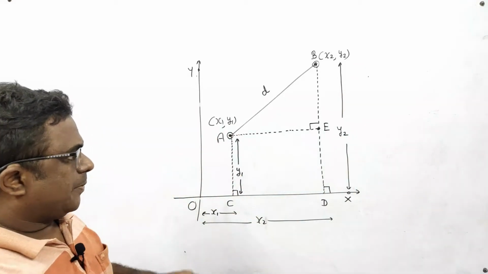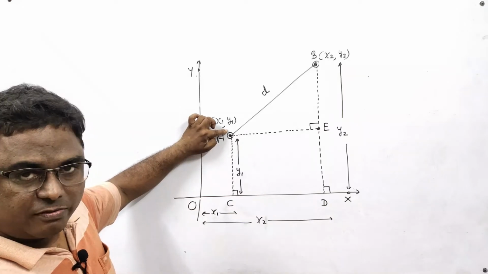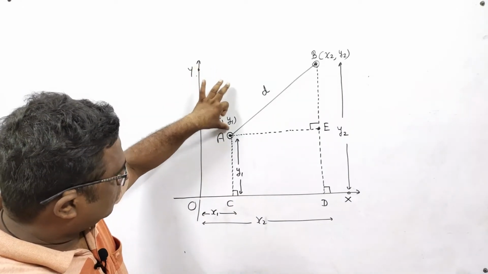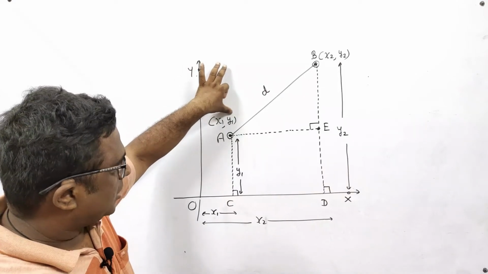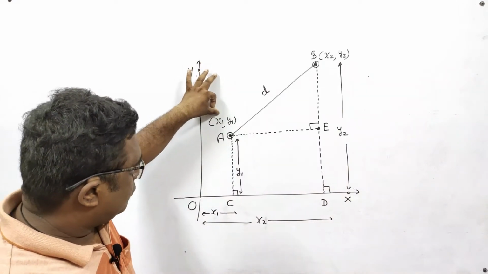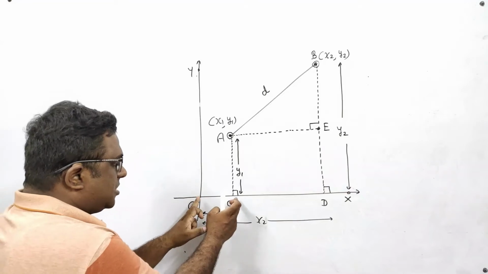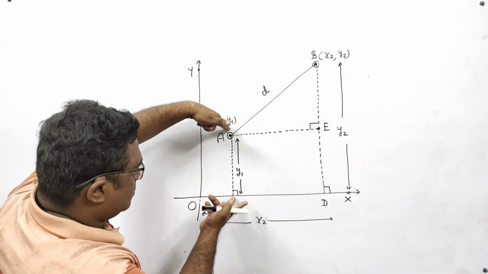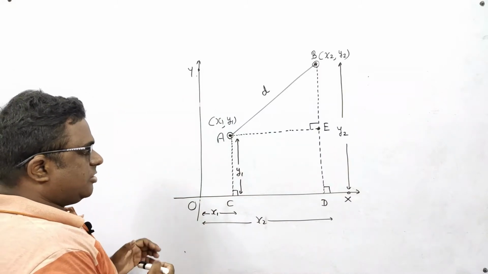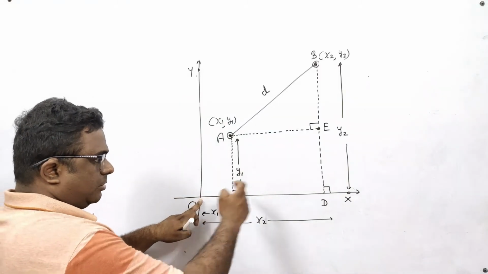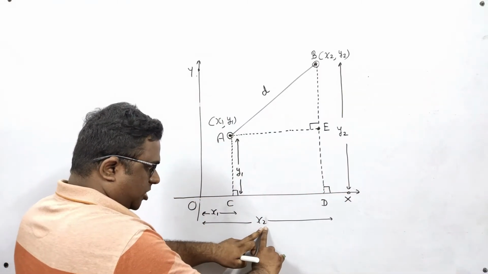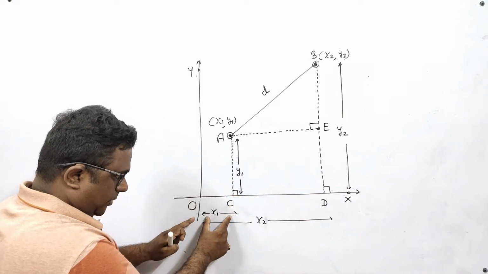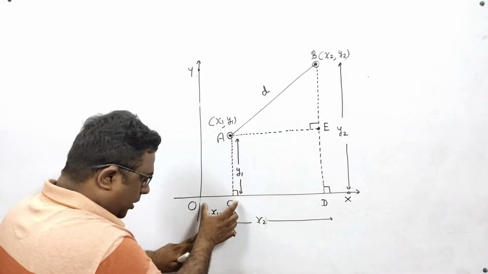Let me repeat it once again. This point is x1, y1. So the abscissa of this point is x1 and the ordinate of this point is y1. This x1 tells us that this distance must be x1 and this y1 tells us that this distance must be y1. Now you see one thing, from the origin to D the distance is x2 and from O to C the distance is x1. It is x2, it is x1.